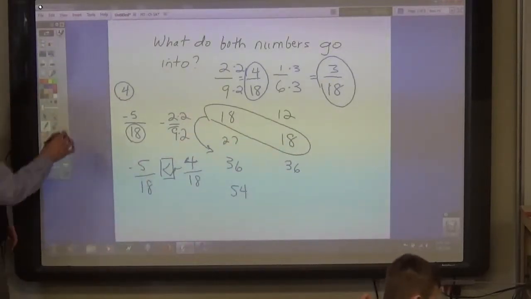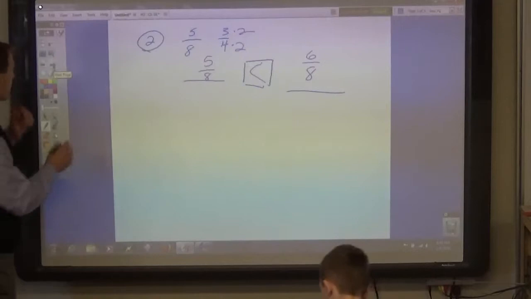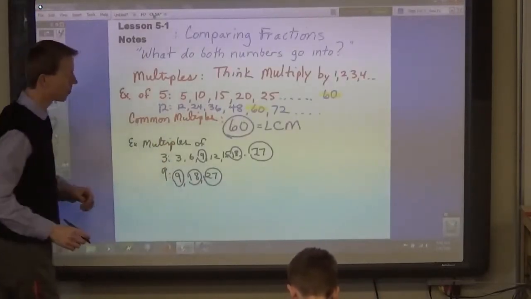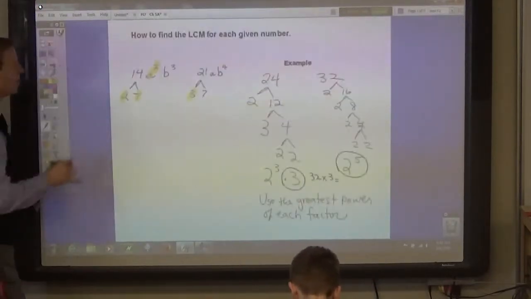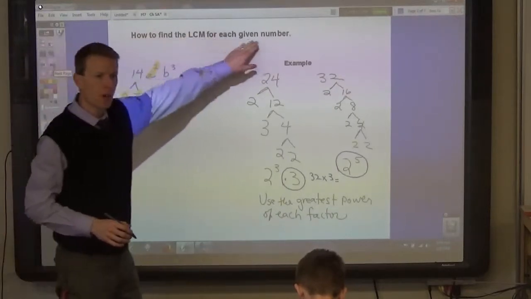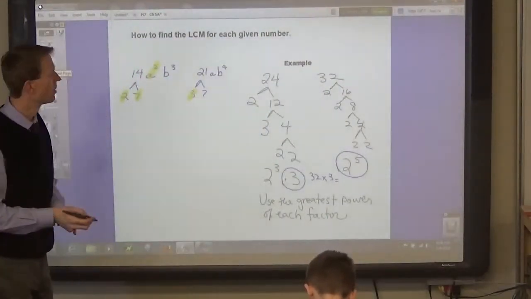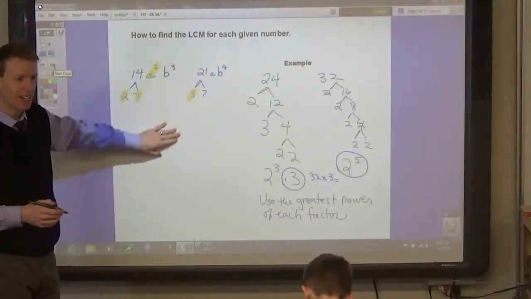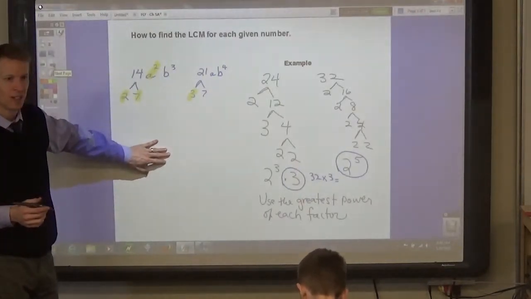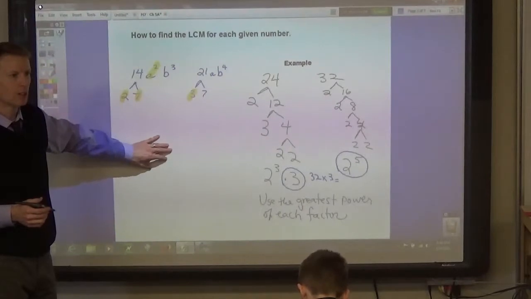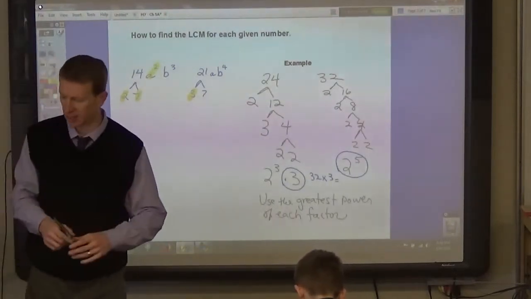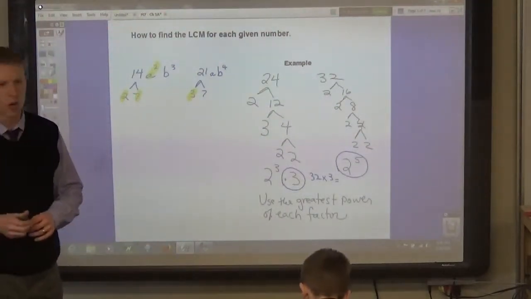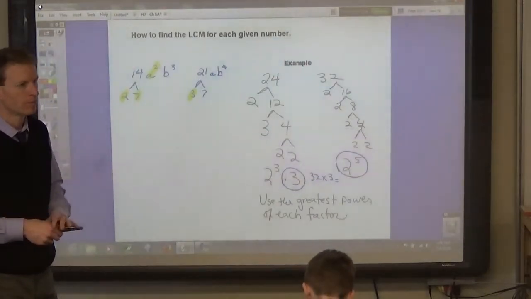Now, let's go back to your notes. There's one other concept that you have to know, and that is how to find the lowest common multiple when you're given some numbers. You have to write these down. You're going to be asked this on a test, to find the lowest common multiple.